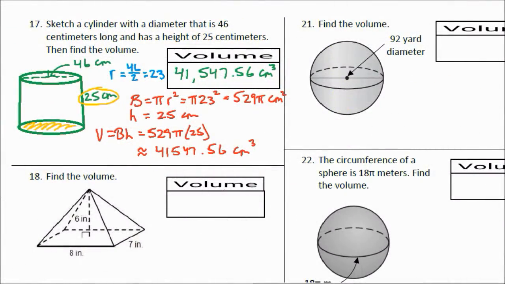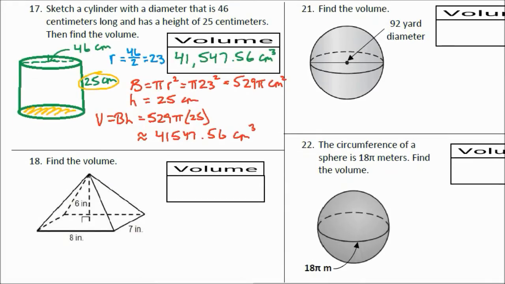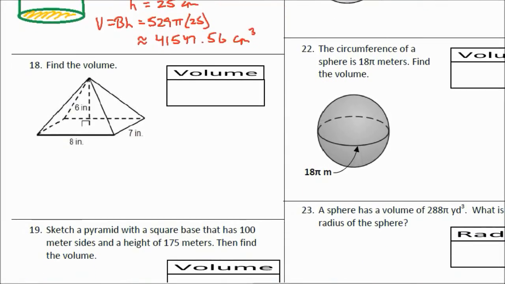Okay, we are now to question number 18 of the Unit 10 volume test review sheet. Number 18, find the volume. Well, this is a square-based pyramid. Actually, it's a rectangular-based pyramid, and I'm going to go ahead and shade the base. The base dimensions are 8 and 7. That means 6 is giving me the height of this pyramid.